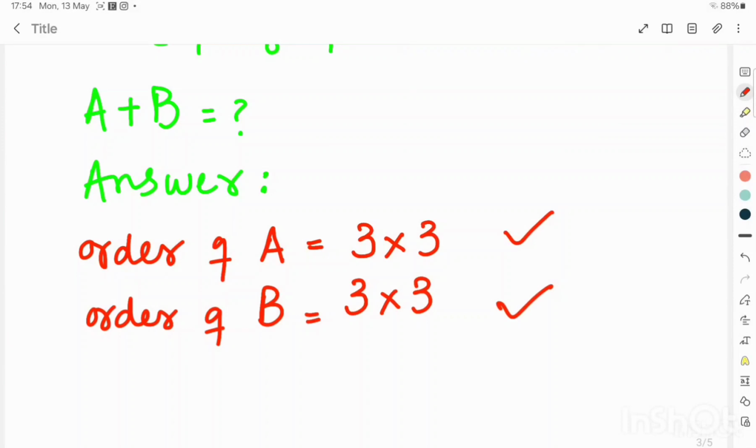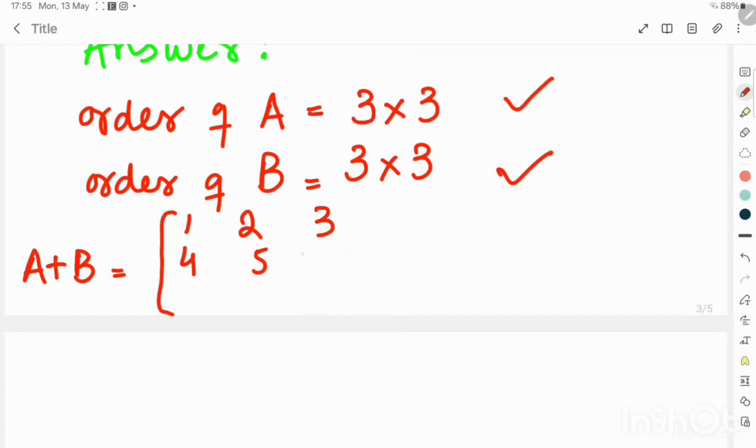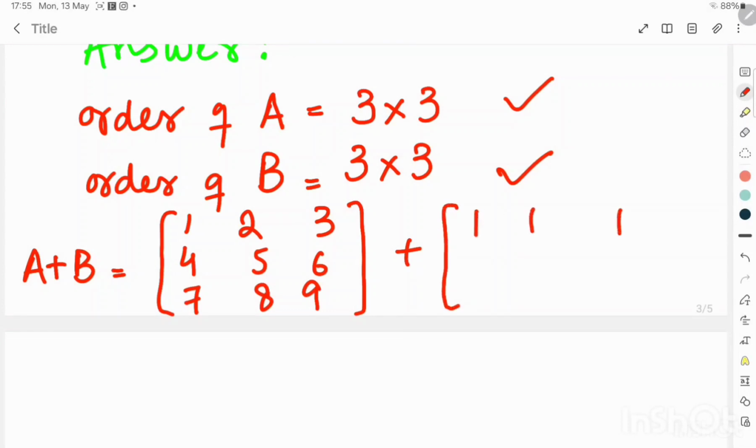Okay. Now our second step will be that we will add both matrices. Now how will we add both matrices? I will write here A plus B. That is, matrix A, which is 1 2 3, 4 5 6, 7 8 9, and matrix B is 1 1 1, 2 2 2, 0 1 0.